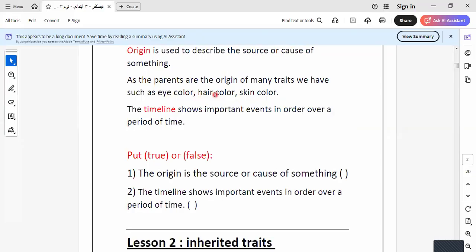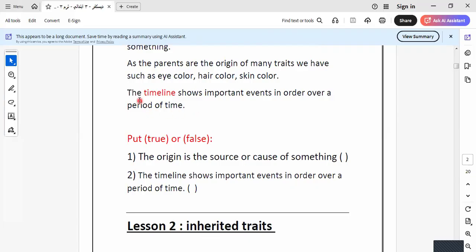In this term, we learn about parents and the traits that are transported from parents to offspring or children. Parents are the origin of many traits, such as eye color, hair color, and skin color. For example, if your father has black, brown, or yellow eyes, any color of eyes is transported from parents to the offspring. This is the meaning of origin: the traits that transport from parents to offspring, like the color of hair, eyes, skin, and so on.